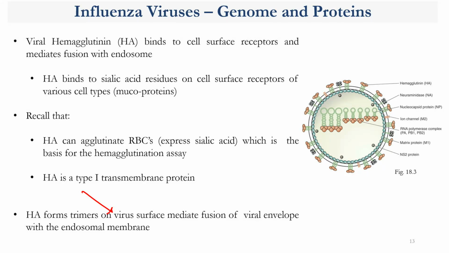So again, if you look at the figure, here's your HA, you can see the trimer, here's your neuraminidase, and your various genomic fragments present as these nucleoproteins, okay? And within that, you'll see the ion channel, you have your RNA polymerase complex made up of PA, PB1, and PB2, your matrix proteins, and your non-structural proteins. So basically, it shows you all the proteins that we talked about.